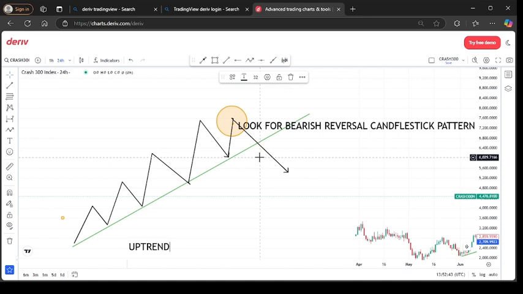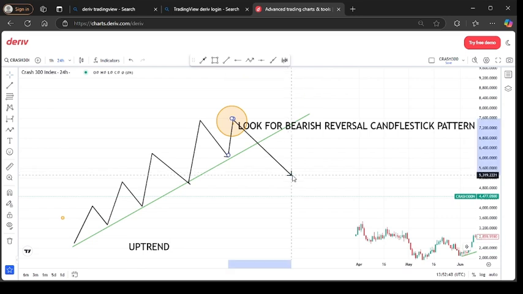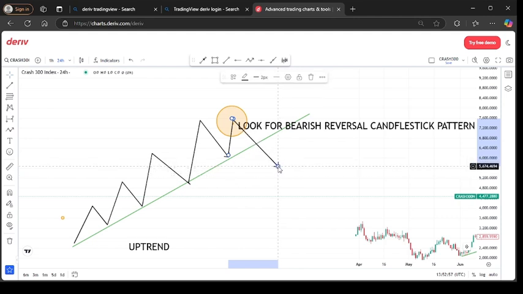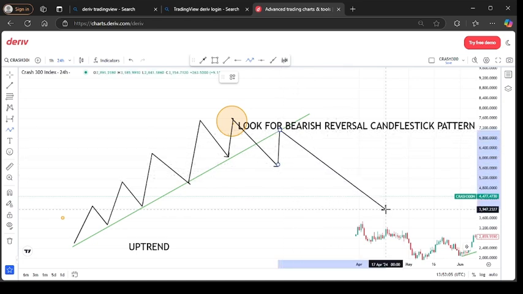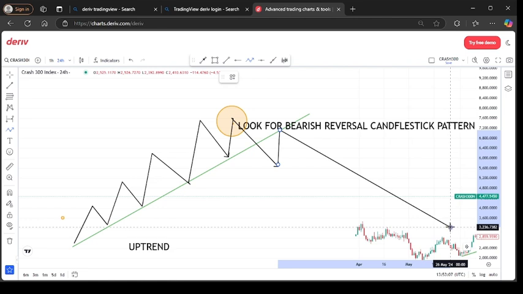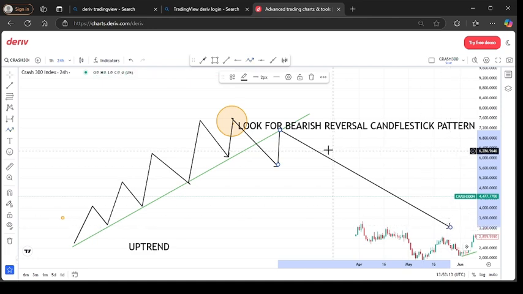And when price breaks the trend line, sometimes price breaks the trend line like here, then it continues moving down. Or sometimes after breaking the trend line, price will come back again, touch the trend line, then it moves down. In such a scenario, you know that price is now moving down. So there are two scenarios. It's either price will just break the trend line and move down, or price will break the trend line, come back to retest, then move downwards.